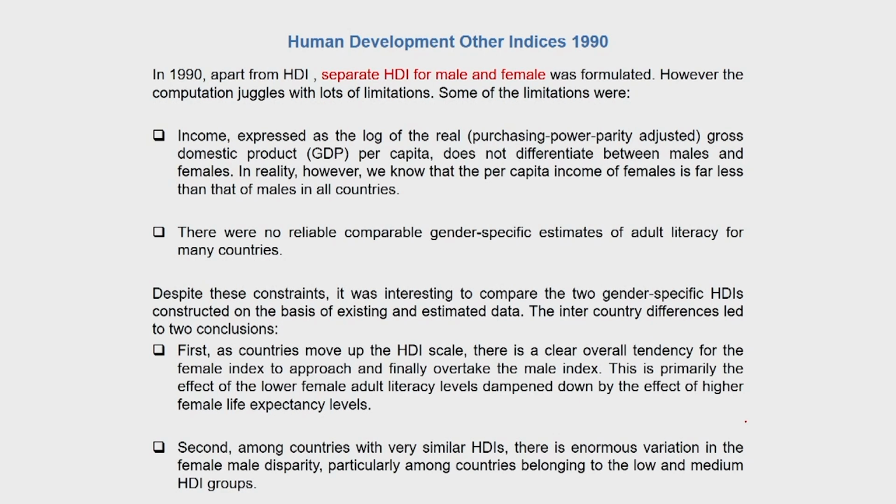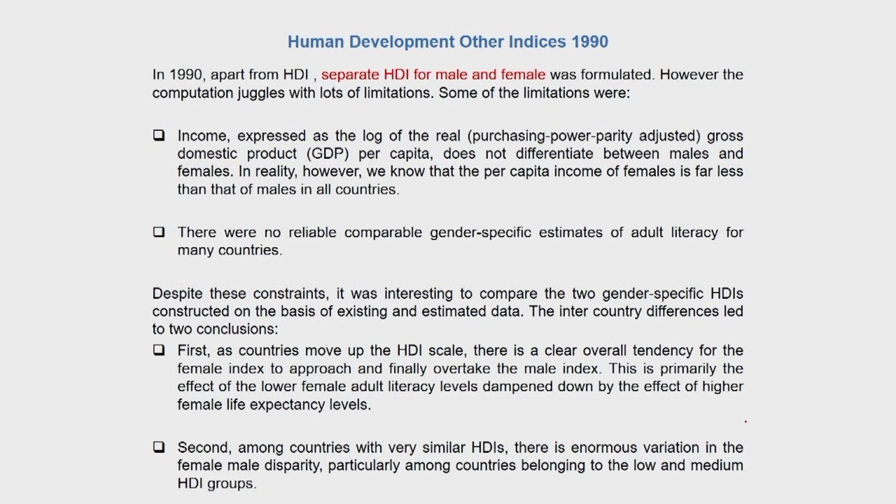And in reality, we know that the per capita income of females is far less than that of males in all countries. And because there were no reliable comparable gender specific estimates of adult literacy for many countries, that continued to be the case. But despite these constraints, it was interesting to compare the two gender specific HDIs constructed on the basis of existing and estimated data in 1990, because that led to two major conclusions.